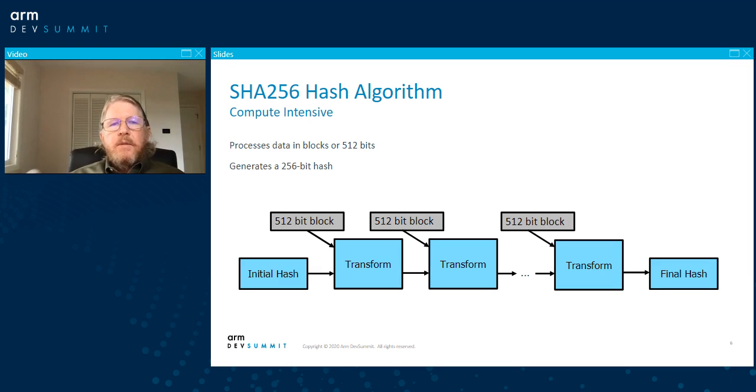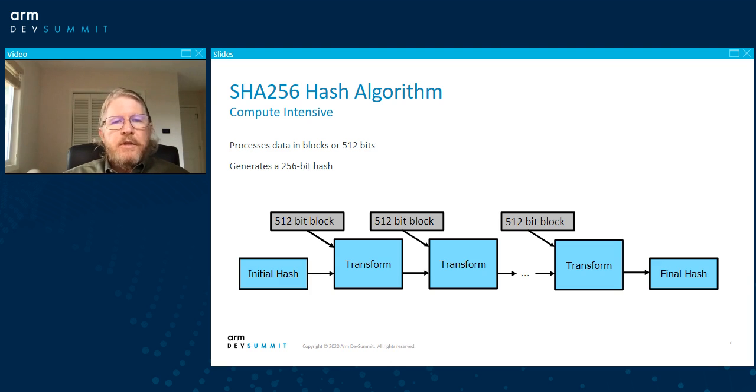And now let's talk about the algorithm that we're going to be targeting to our coprocessor. It's a SHA-256 hashing algorithm. This is a very compute-intensive algorithm, but it operates on relatively small amounts of data, making it ideal for building into a coprocessor. It processes data in blocks of 512 bits.